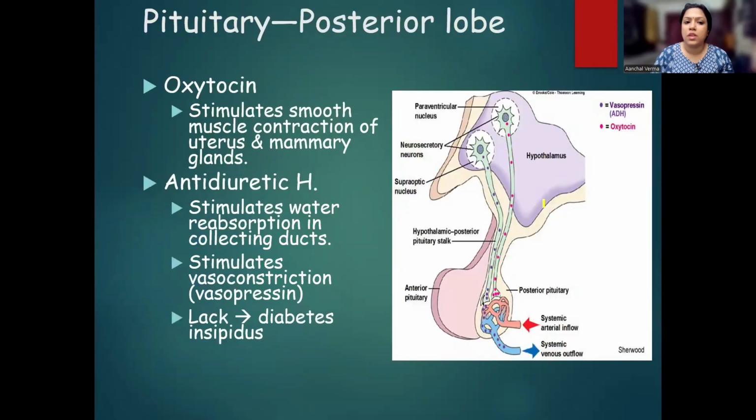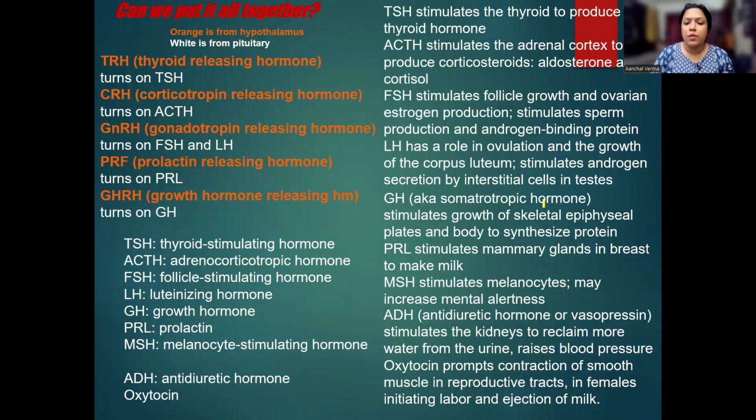Pituitary or the posterior lobe, oxytocin stimulates the smooth muscle contraction, uterus and the mammary gland, and ADH stimulates the water reabsorption. Very important. Diabetes insipidus, very important. It was there in your specimen paper also. If you put everything together, you can take a screenshot of this slide. It will give you the brief of the entire hormones present in you. Right? So we have already discussed all these things.